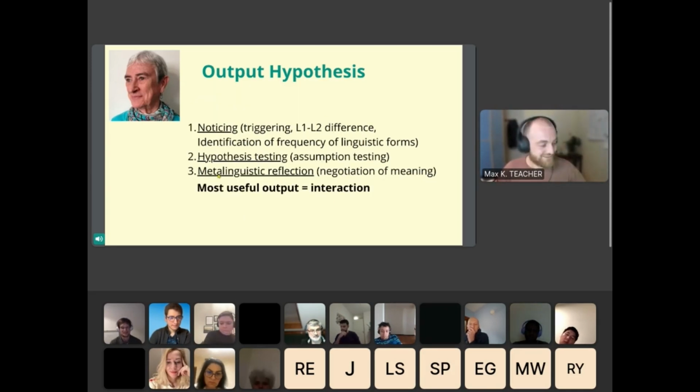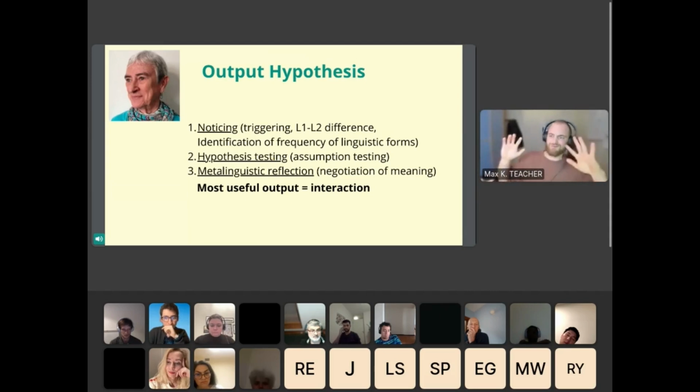She says, when you look at these three things, please notice that the most useful output is interaction. Because the third one, the negotiation of meaning, you can do by yourself, right? When you're writing a text. Only it's a lot faster in conversation, or when somebody checks your text. Also, the hypothesis testing. If you're saying something wrong in Dutch, you see the faces, right? You know that your assumption wasn't true. So please note that according to the output hypothesis, it follows that interaction is very good.